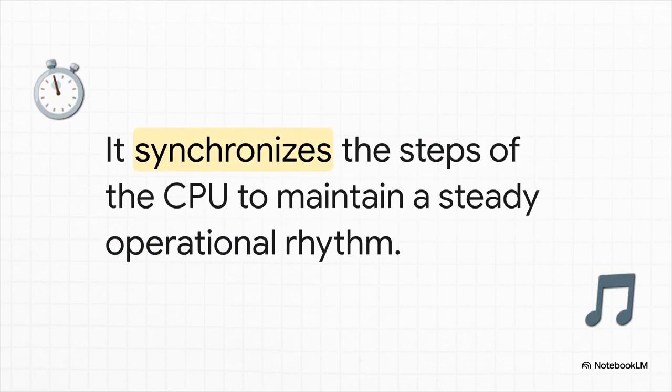It synchronizes the steps of the CPU to maintain a steady operational rhythm. Without hardware synchronization, tiny variations in propagation delay across different logic gates would cause data collisions and instantly crash the whole shebang. The clock module acts like a conductor in an orchestra, ensuring that every state change across the architecture steps forward at the exact same time.